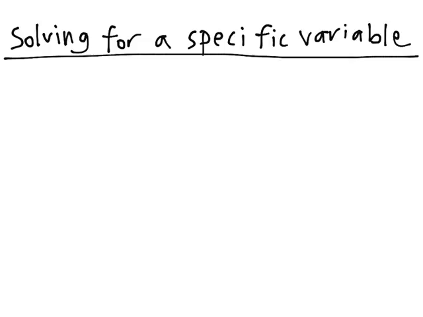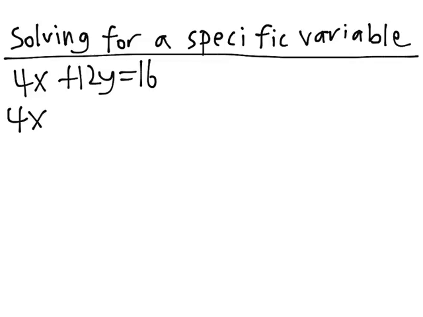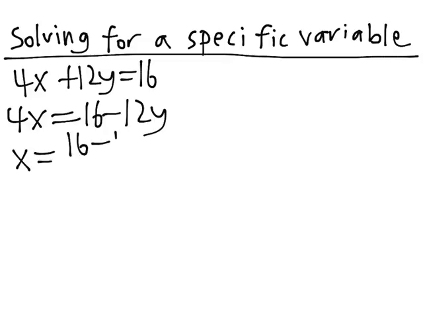Say we have the equation 4x plus 12y equals 16. Let's solve for x in terms of y. First, we can subtract 12y from both sides of the equation, so we have 4x equals 16 minus 12y, since the plus and minus 12y's will cancel on the left side. Now we can divide both sides by 4 to get x equals (16 minus 12y) over 4.